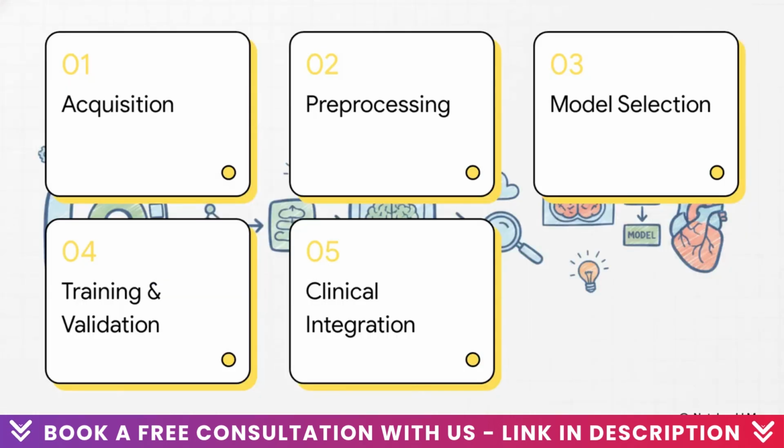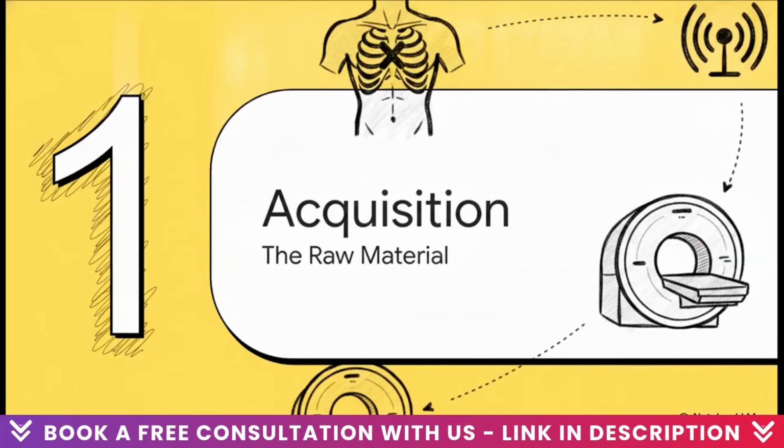Okay, let's dive right into this. Think of this as the ultimate assembly line, or maybe a medical residency for our AI. First up, acquisition, then pre-processing, model selection, training and validation, and finally, clinical integration. Step 1. Acquisition. Basically, gathering the raw material.